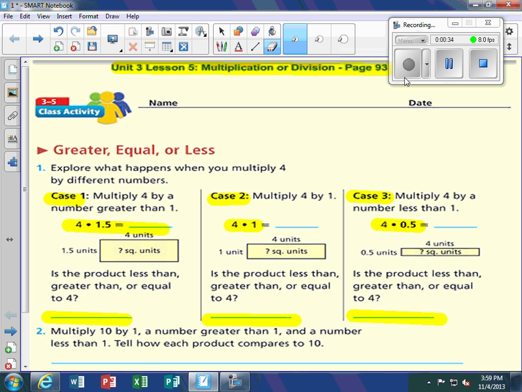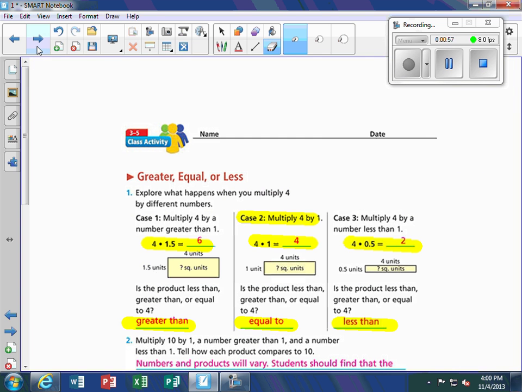Case 2, multiply 4 by 1. 4 times 1 is 4, so the product is equal. And case 3 is 4 times 0.5, which is 2. Remember, 0.5 is 5 tenths. That 5 is in the tenths place. And 5 tenths is the fraction 1/2, and half of 4 is 2, so it would be less than. So if you look at what they're saying here, 6 greater than, 4 equal to, 2 less than.